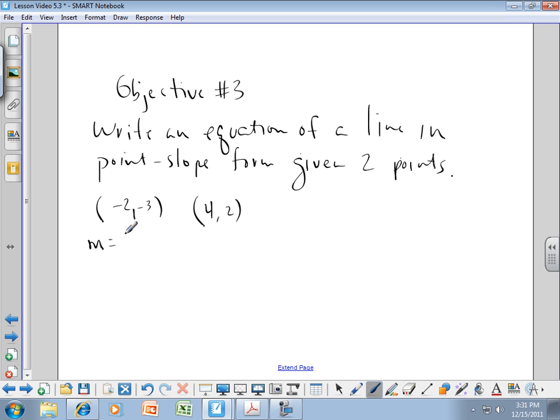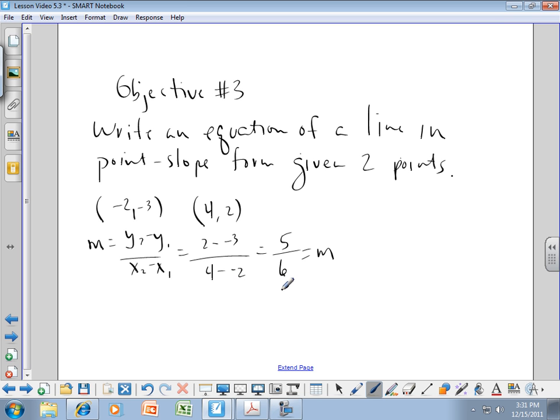I think we can. Remember the old y2 minus y1 over x2 minus x1? That's the slope formula. So let's go 2 minus -3 over 4 minus -2. Well, that 2 minus -3 is really 2 plus 3, right? That's 5. 4 minus -2 is really 4 plus 2. That's 6. So our slope is 5/6.